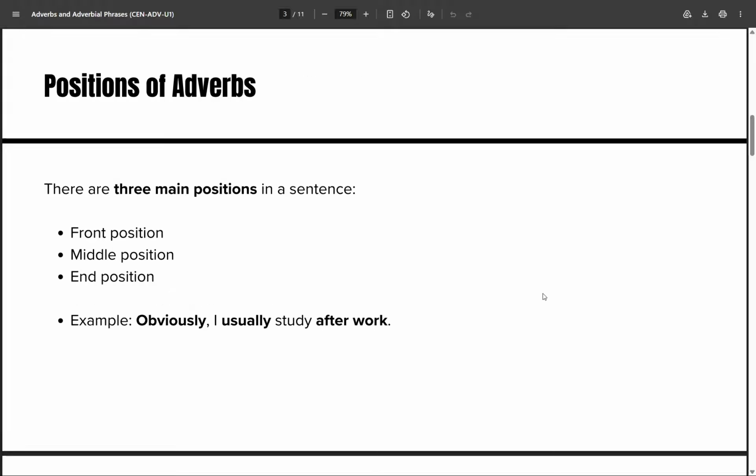And let's talk about the position. Now, there are three main positions that adverbs can take in a sentence. They can take the front position, the middle position, or the end position. For example, in this sentence, we have all three positions, right? Obviously, I usually study after work. As you can see, obviously is the adverb that is in the front position, and then you have the middle position, usually, and then you have the end position, which is after work.